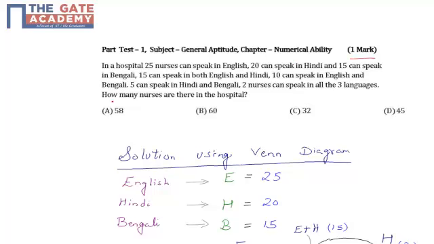The question states that in a hospital 25 nurses can speak English, 20 can speak Hindi and 15 can speak Bengali. 15 can speak both Hindi and English, 10 can speak English and Bengali, 5 can speak Hindi and Bengali, and 2 nurses can speak all 3 languages. So in all, how many nurses are there in the hospital? The options are: option A is 58, option B is 60, option C is 32 and option D is 45.